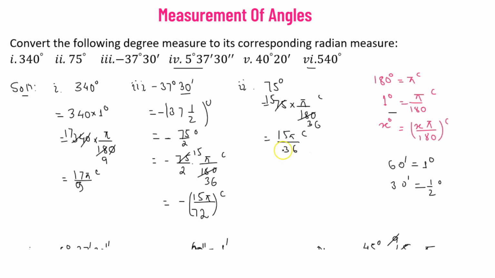Now coming back to problem number 2, we obtained the value as 15 pi over 36. However, we can further simplify because 3 times 5 is 15 and 3 times 12 is 36. So this has a simplified value of 5 pi over 12 radians. Similarly, we can also simplify 15 over 72 because 3 times 5 is 15 and 3 times 24 is 72. So this is negative 5 pi over 24 radians. This is also the simplified value of negative 37 degrees 30 minutes.